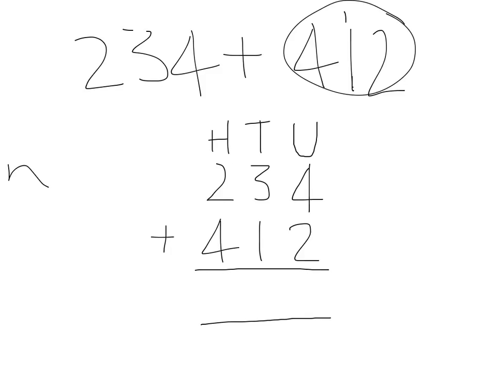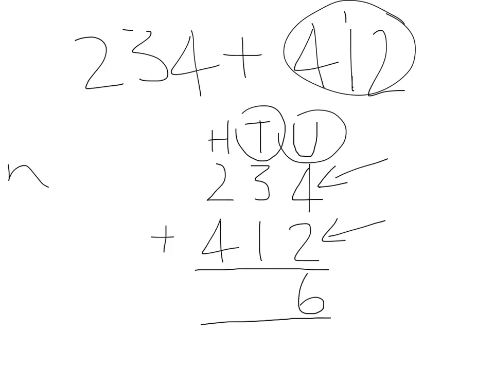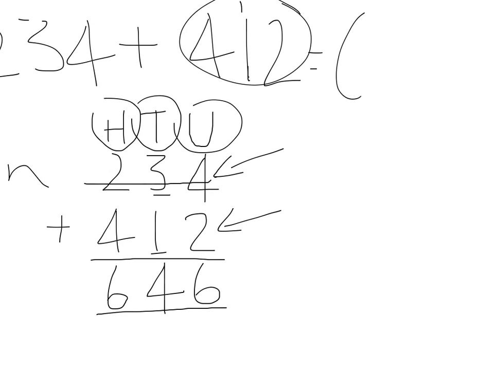We then go about adding the units column. So this is the 4 and the 2. That makes 6. We then add the tens column, which is the 3 and the 1. That gives us 4. We then look at finally the hundreds column, giving us 2 and 4, which is 6. So the answer to 234 add 412 gives us 646.